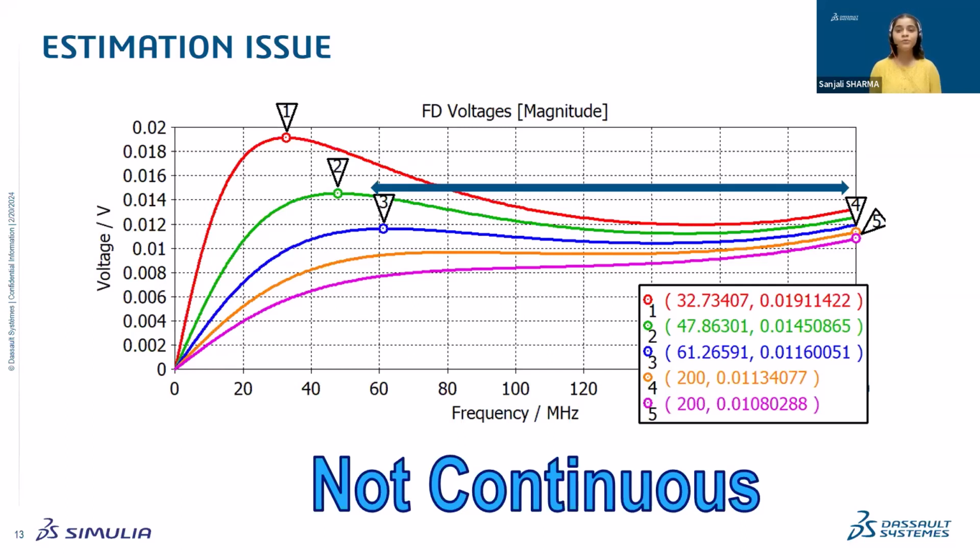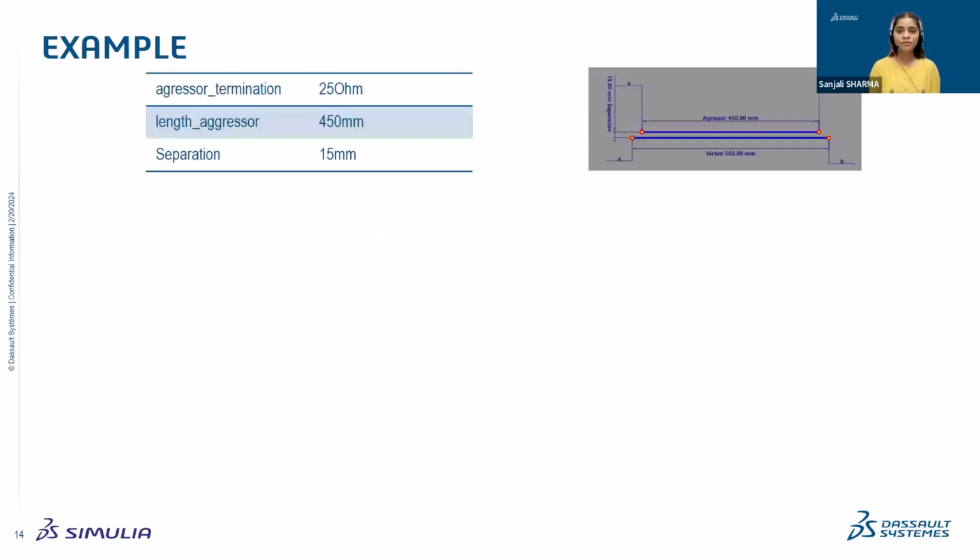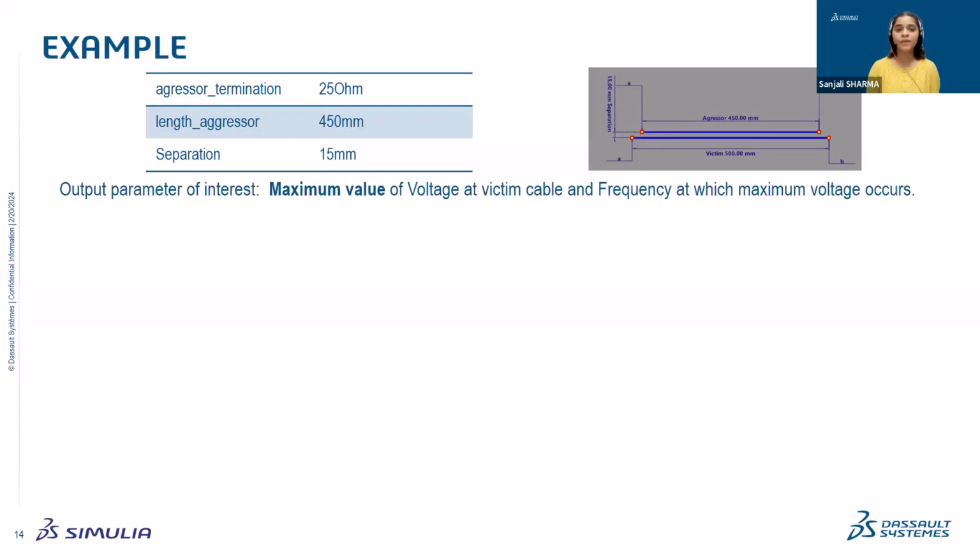So what do we do? How do we solve this problem? Well, I'll explain it with the help of one example. Let's say we have a set of input parameters, and the length of the aggressor in our case is 450 millimeter. The termination that we have given to the aggressor wire is 25 ohms, and the separation between the victim and the aggressor wire is 15 millimeter. And we know that the output parameter of interest here is the maximum value of the voltage at the victim cable and the frequency at which this maximum value is occurring.